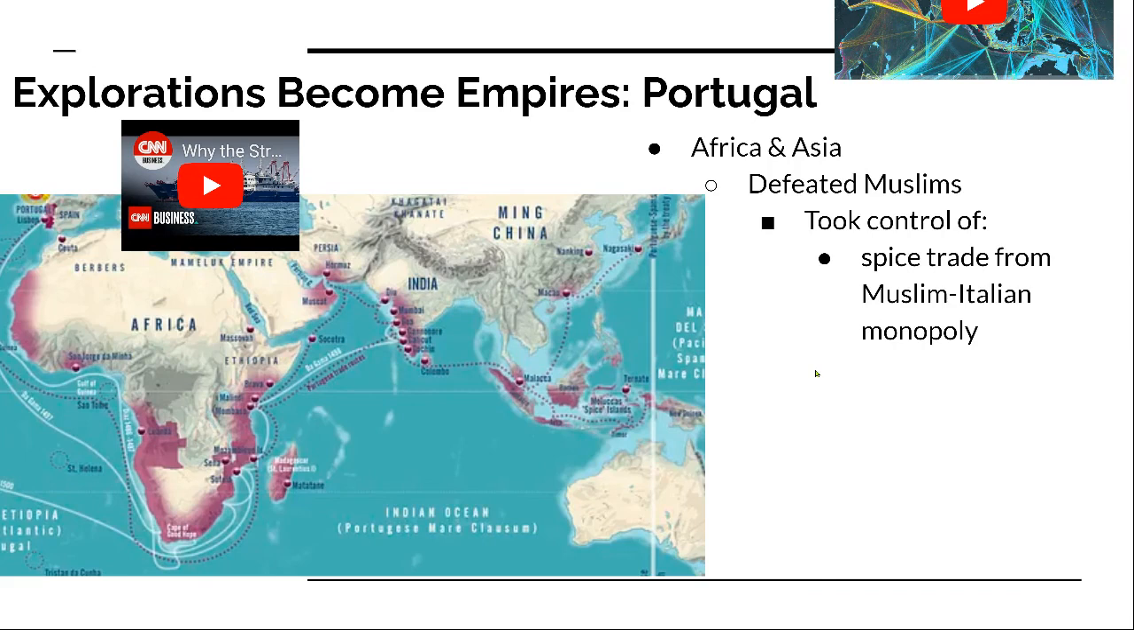Remember, in that gold motive, spices are the source of wealth. It's not actual gold in the beginning that the Muslims and the Italians control, that the Portuguese and the Spanish want. Remember, they've got the monopoly on it, and they have had for a long time.